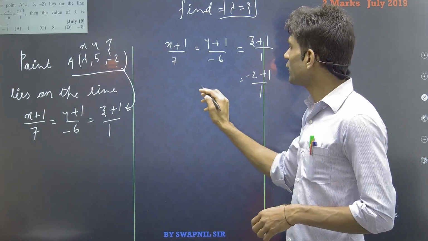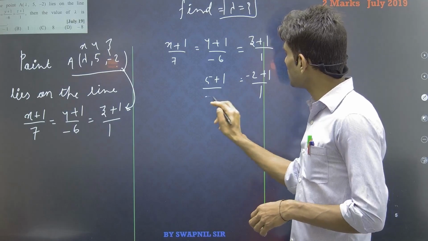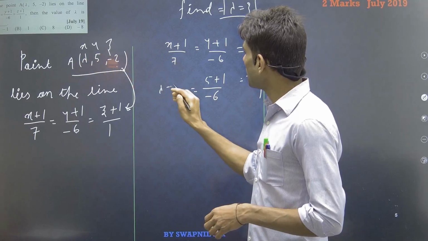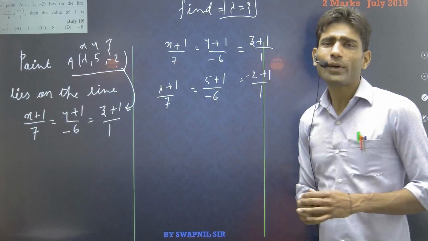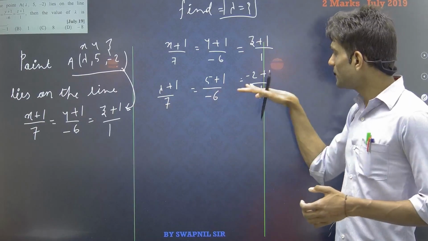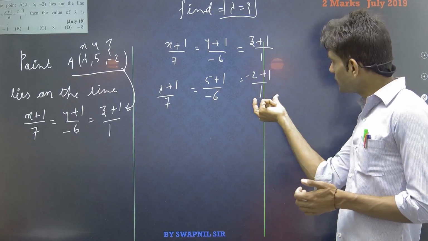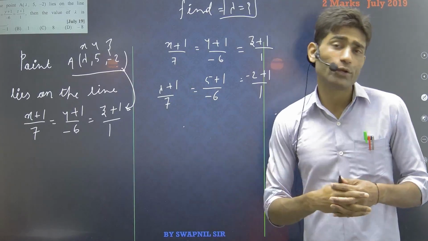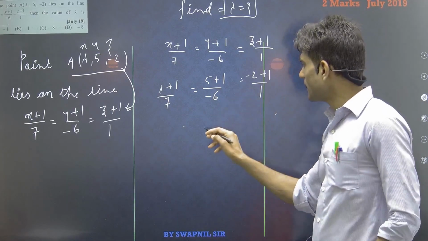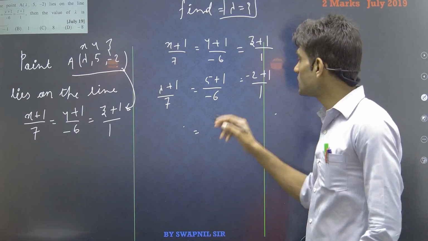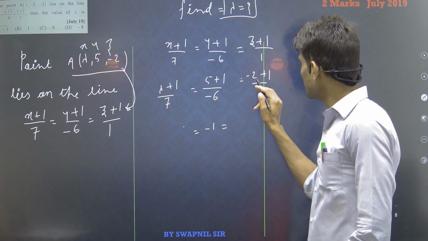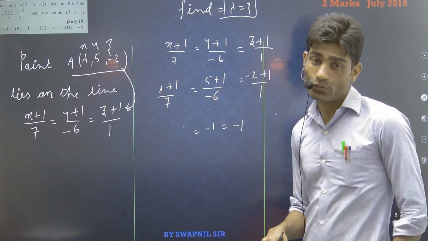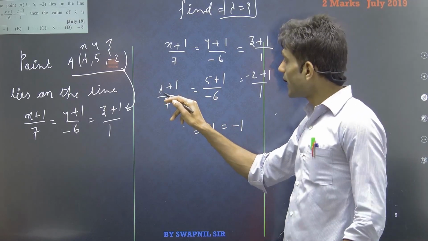Put the 5 here instead of y, so (5 plus 1)/(-6), and put lambda here: (lambda plus 1)/7. We don't know the value for lambda, but we know that these three sides are equal. That means the answer from each side needs to be equal. So we go for the next calculations. 5 plus 1 gives us 6, and 6 divided by minus 6 gives us minus 1. Minus 2 plus 1 gives us minus 1, and minus 1 divided by 1 gives us minus 1. Similarly, do it for (lambda plus 1)/7.